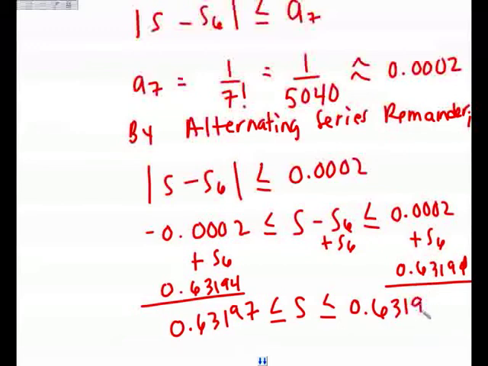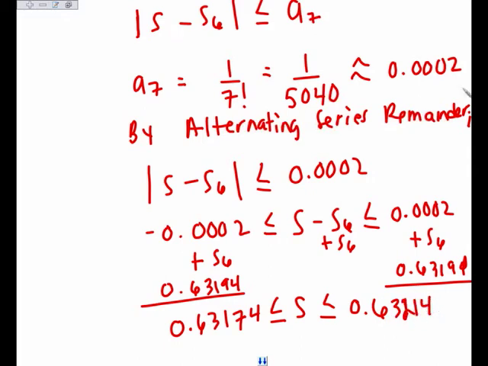Oops, I apologize. I made a little bit of a typo here. That should be 0.63174. Sorry, I went one space over too far, guys. Sorry about that. 0.63174 and 0.63214.